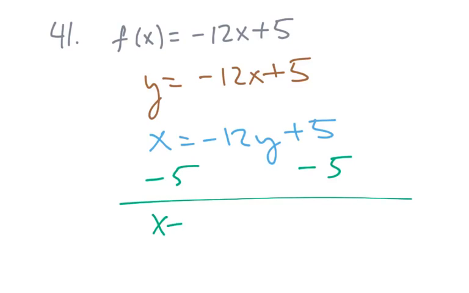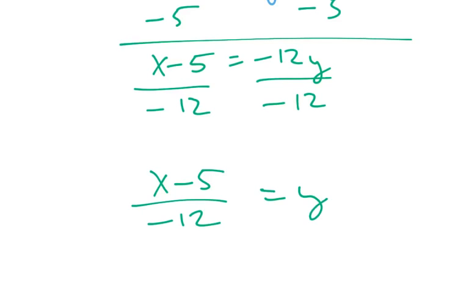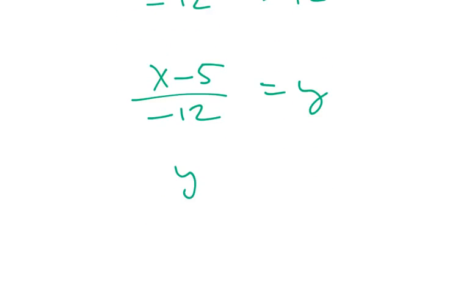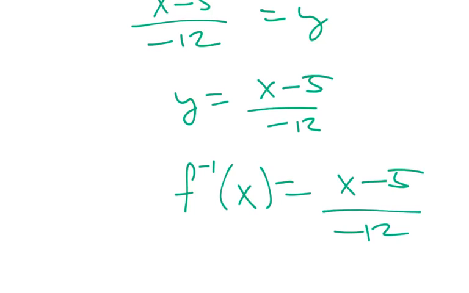So this gives me x minus 5 equals negative 12y, divided by negative 12. X minus 5 over negative 12 is y. You may see it as y equals x minus 5 over negative 12. And usually they use this notation here to represent inverse. So there's my final answer.